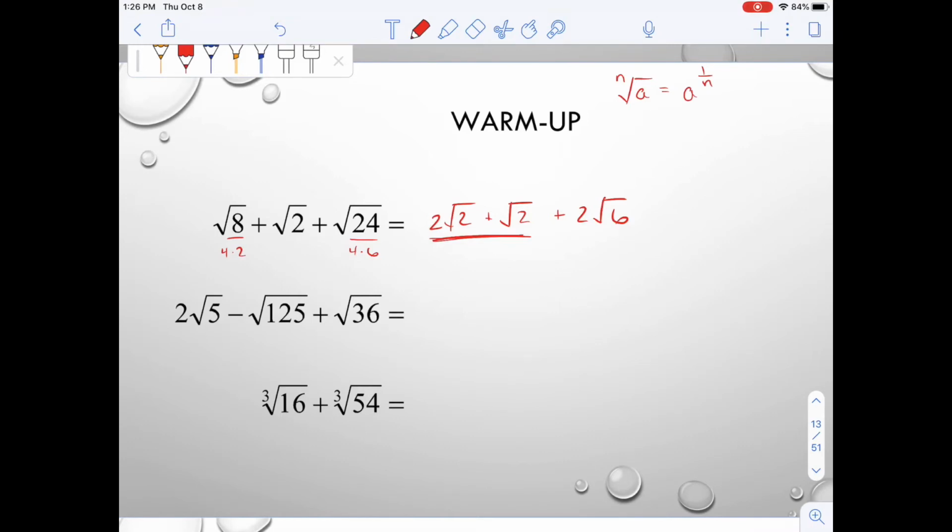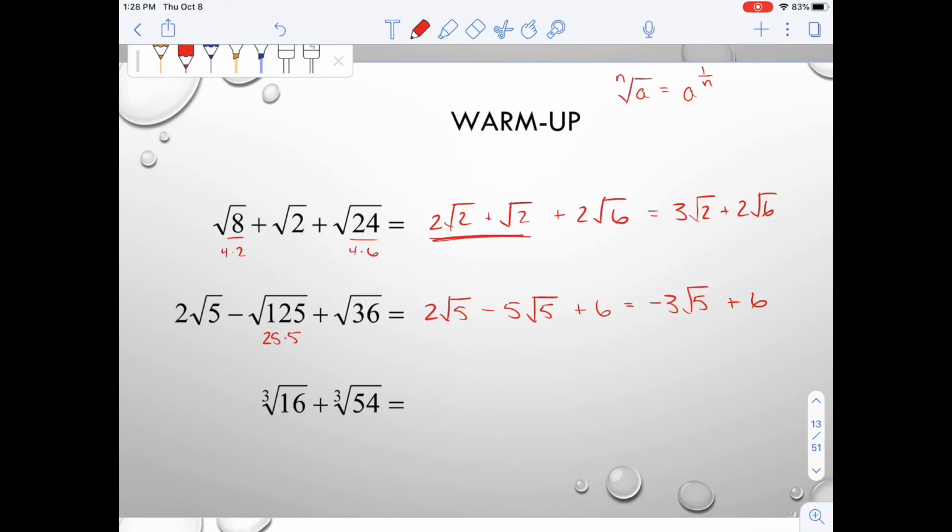So again, the radicand and the index must match for me to have like terms so I can add them. So 2 square roots of 2 plus 1 square root of 2 is 3 square roots of 2 plus 2 square roots of 6. This is a simplified expression. Again, if I take a look at the next one, 2 square roots of 5 I cannot simplify. 125 has perfect square factor of 25 times 5, right? Square root of 25 is going to be 5 times square root of 5, it's left over, and square root of 36 is 6. So 2 square roots of 5 minus 5 square roots of 5 is going to give me negative 3 square roots of 5 plus that 6.